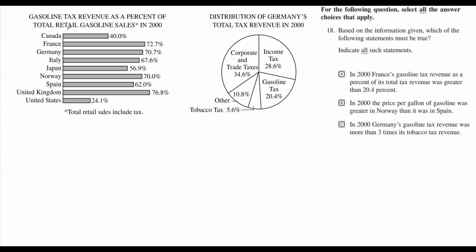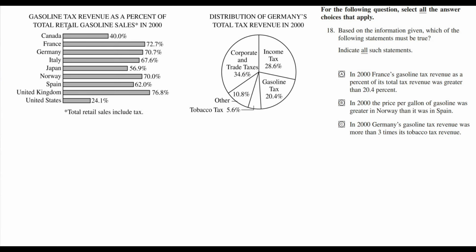Okay, so this is a problem that requires you to look at some charts and graphs. So you can see the charts and graph there on the left, the questions on the right. On the left you have gasoline tax revenue as a percent of total retail gasoline sales in 2000, and on the right you have the distribution of Germany's total tax revenue in 2000.